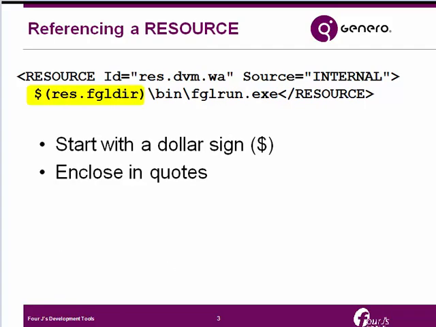Once you have defined a resource, you can use it elsewhere in the Genero application server configuration file. You reference a resource by enclosing the resource ID in parentheses and starting it with a $ sign. Once we've done this, if we change the location of our FGLDIR, we simply have to change the resource to point to a new directory. Elsewhere, where the configuration file used $(res.fgldir), we can leave it as is, as it will resolve to reference the updated directory path.